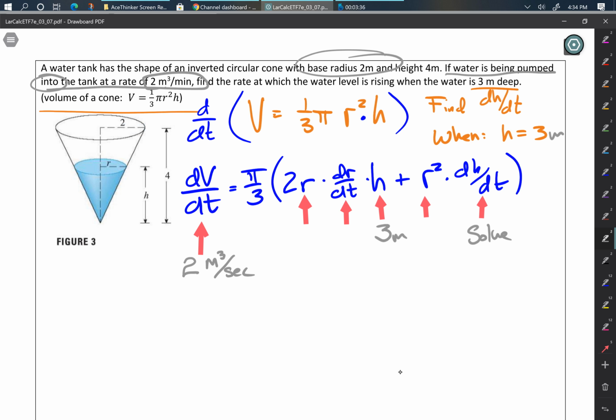All right, I've got a problem. They're asking me to solve for something, and I have insufficient information. So this is kind of like the ladder problem where they gave us x, but they didn't give us y. And so we're going to have to find a way to go back into here and figure this thing out. We're going to have to find a way to find a value for r as well as dr/dt. So how can we do this?